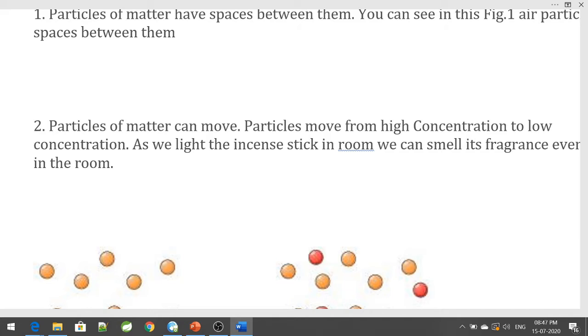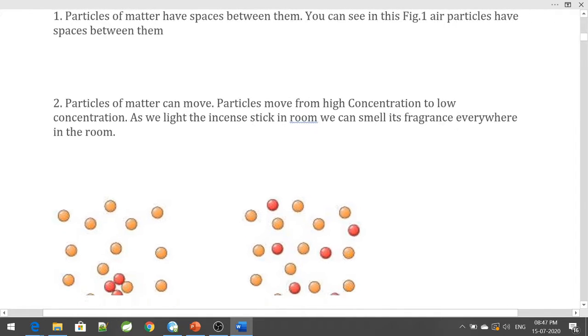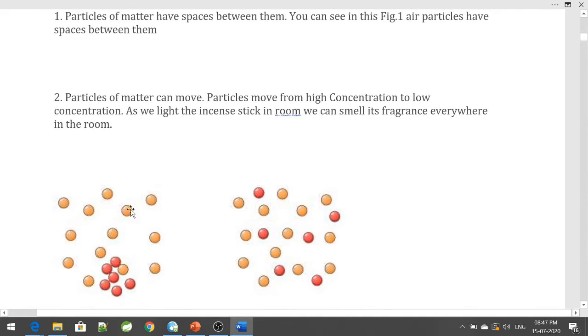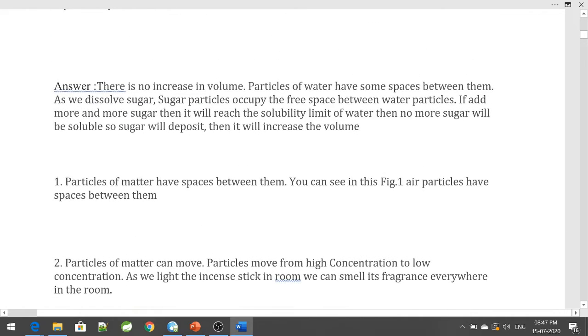As we light an incense stick in a room, we can smell its fragrance everywhere in the room. These are the air molecules, and this red color are the incense stick molecules. They are moving and combining with the air molecules, and thus we can smell the fragrance of the incense stick. There is no increase in volume.